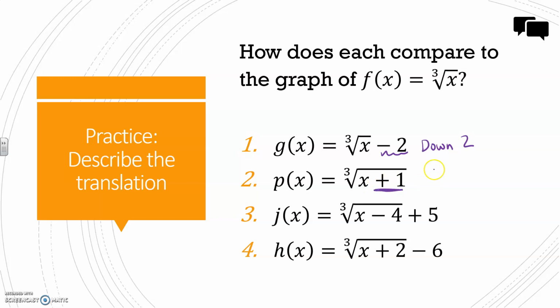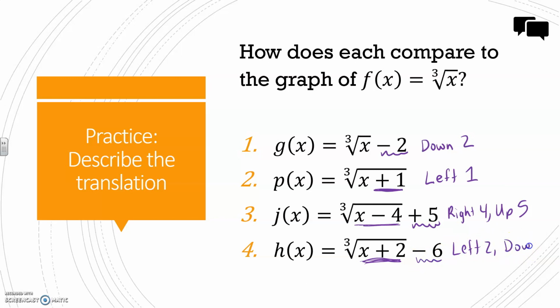Number 2, you should have seen the plus 1 under the radical, so it affects the input, the x, but the opposite of what you would think. So it actually goes left 1. 3 and 4 are a little more challenging because there's two things that happen. First, in number 3, I see the x minus 4 under the radical, which means it goes right 4. But then I also see the plus 5 outside the radical, so it goes up 5. And then finally, number 4, the x plus 2 under the radical goes left 2. And then the minus 6 makes it go down 6. So that's what you should have gotten for those answers.